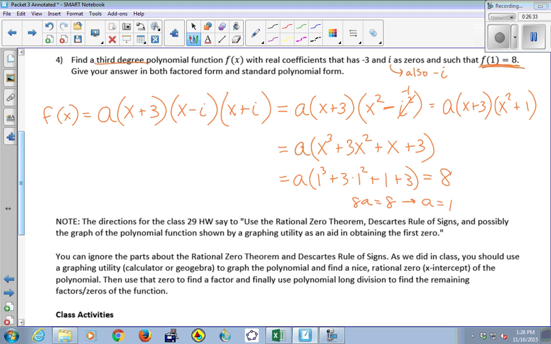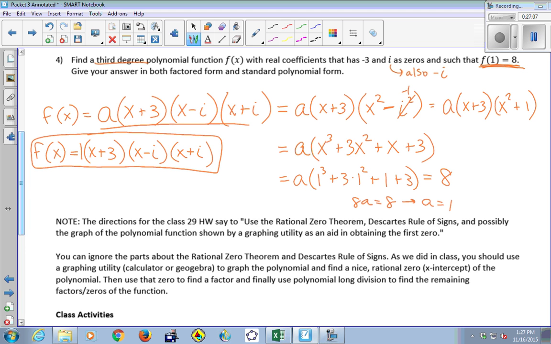So to finish up, I just have to write this all out again, where I give my answer in both factored form and the multiplied out form. So f of x in factored form looks like this. And I just have to replace the a with the value I know it is, in this case 1. So I'm just going to do x plus 3, x minus i, x plus i. And you can write the 1 there or not. Multiplying by 1 doesn't do anything. So that's my factored form.